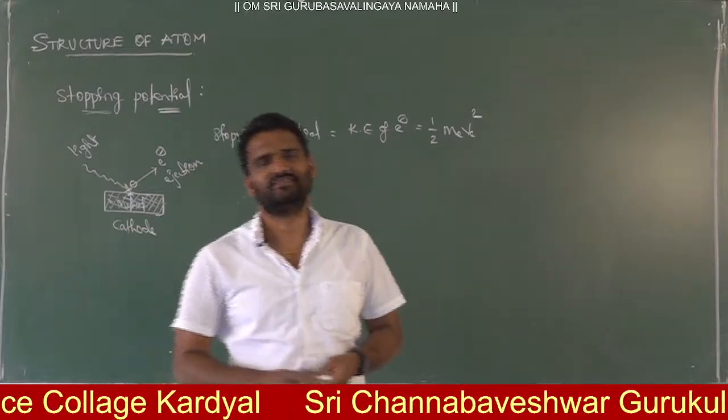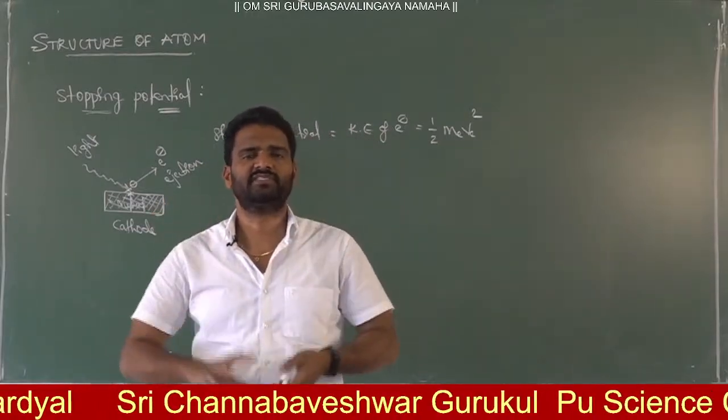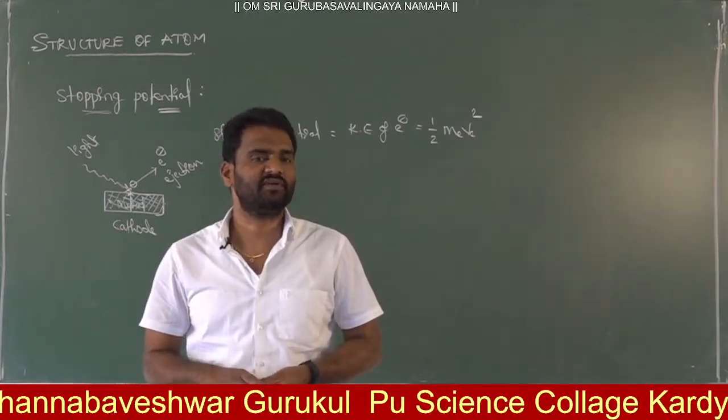Right. So isosters are the molecules or species having the same number of atoms and the same number of electrons.